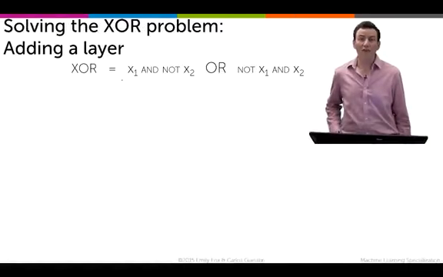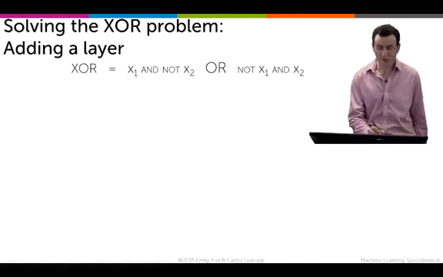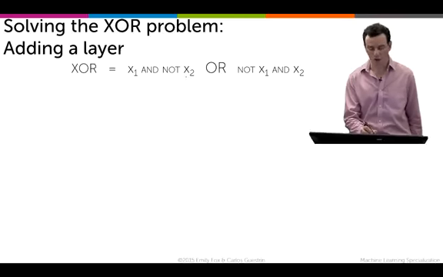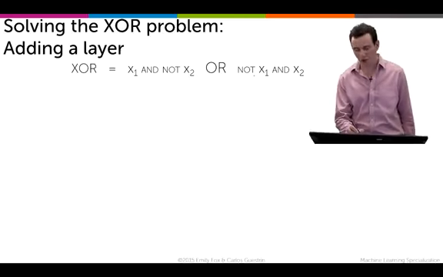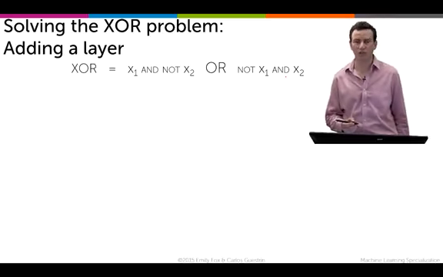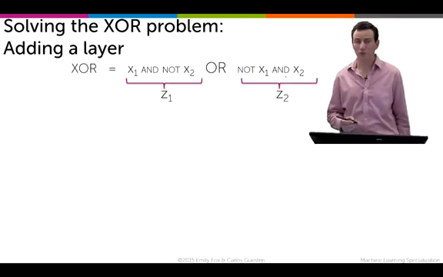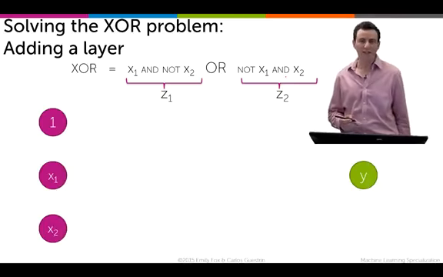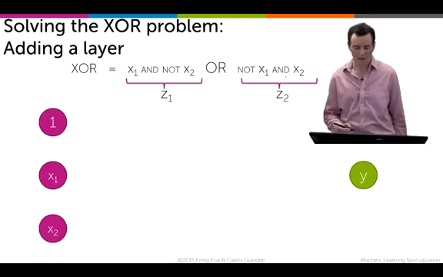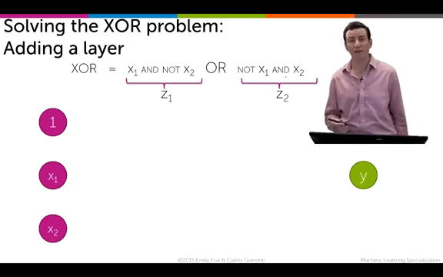So let's review what XOR is. XOR has value 1 when either x1 is true and x2 is false, so not x2, or when not x1, so x1 is false or 0, and x2 has value 1. So how can we represent this with a neural network? Well, let's call this first term z1 and the second term z2. What we're going to do is build a neural network to represent not directly the inputs x1 and x2 to predict y, but they'll predict its intermediate values z1, z2, and then those are going to predict y.